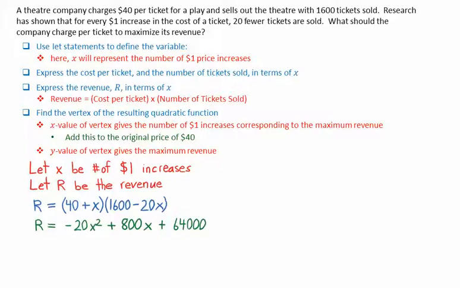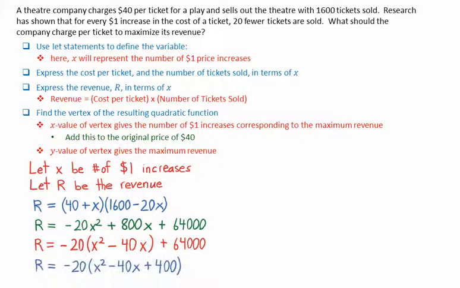In order to complete the square, we have to factor the negative 20 out of the x squared term and the x term. This gives negative 20 times x squared minus 40x, and then we still have the plus 64,000 outside the brackets. In order to complete the square, we have to divide the negative 40 by 2 and then square that. That gives negative 20 squared, which will be 400.